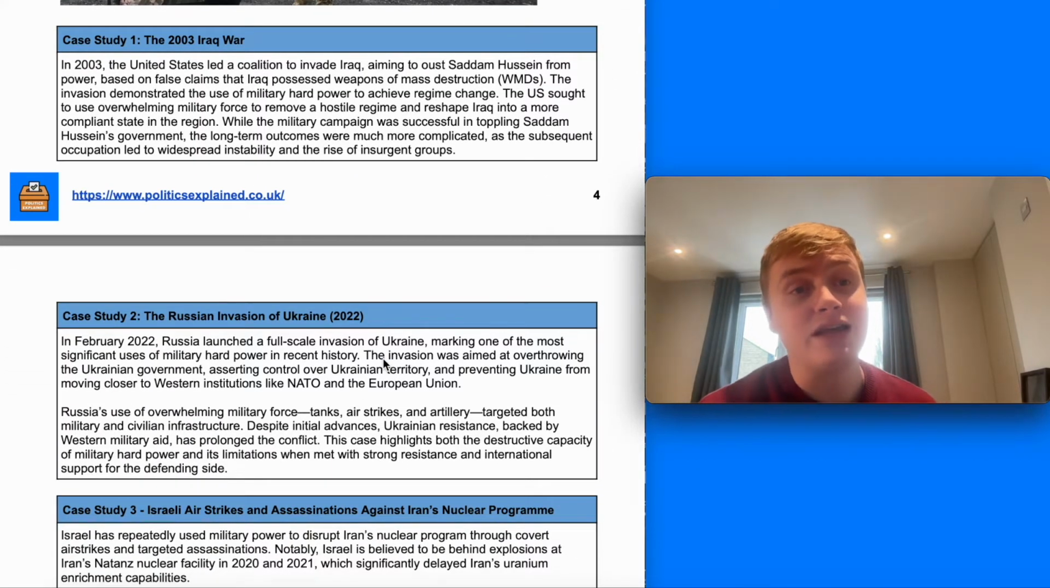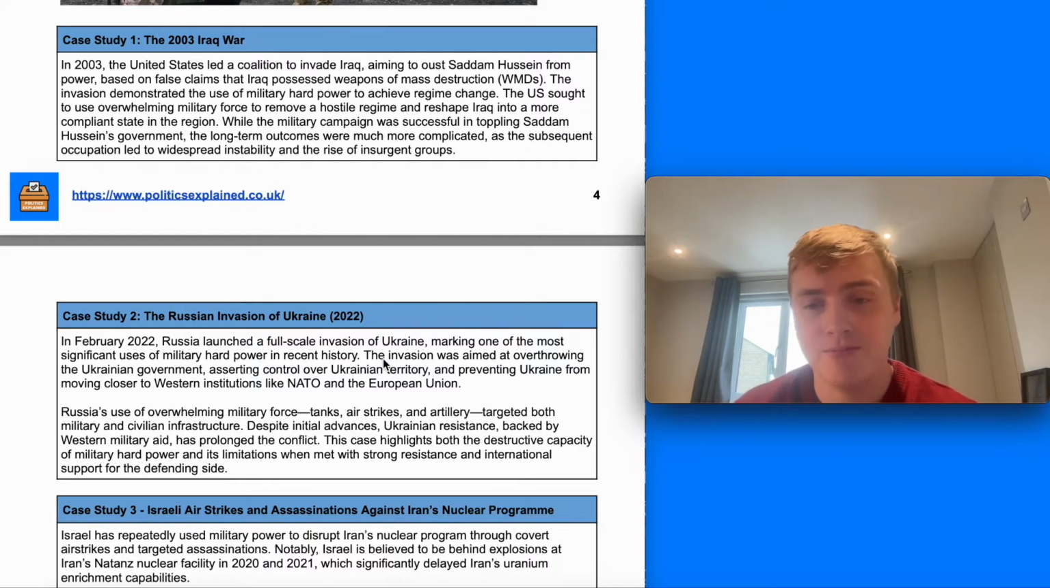So the first one is the Iraq War. In 2003, the US and the UK led a coalition to invade Iraq with the aim of ousting Saddam Hussein from power. It was kind of based on the false claims that Iraq possessed weapons of mass destruction. But crucially, they did achieve their goal in removing Saddam Hussein. It demonstrated the use of military hard power to achieve regime change.